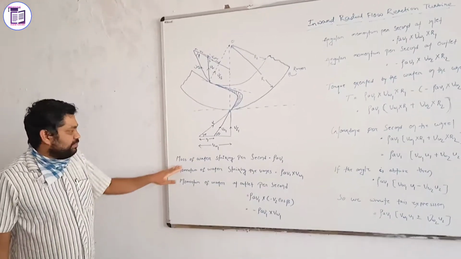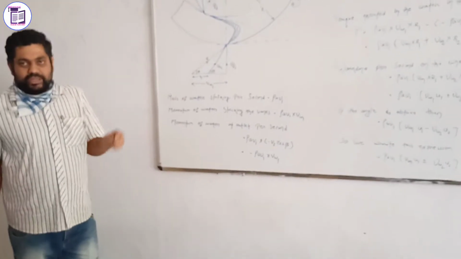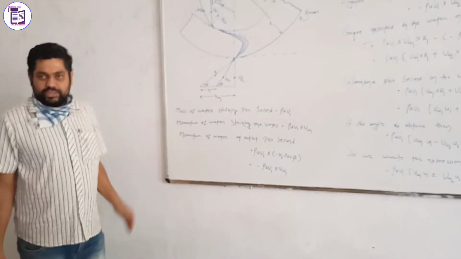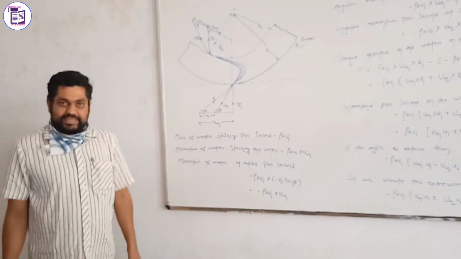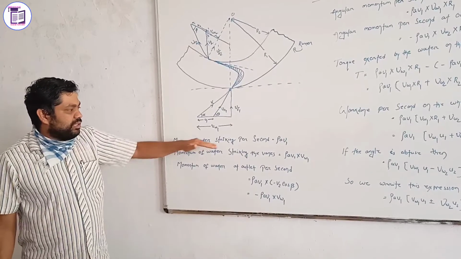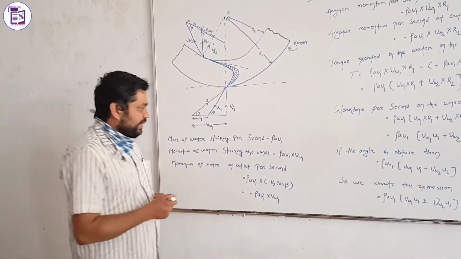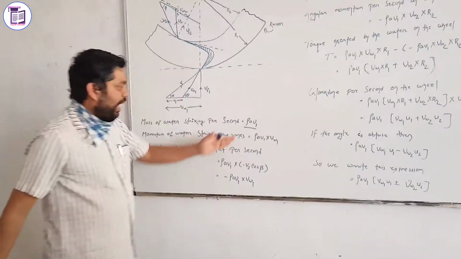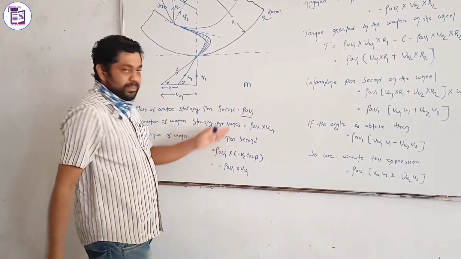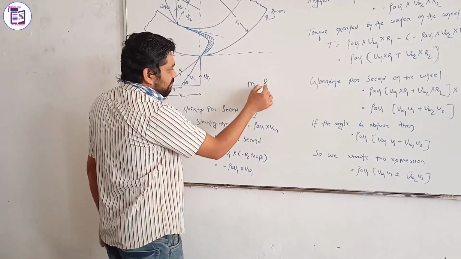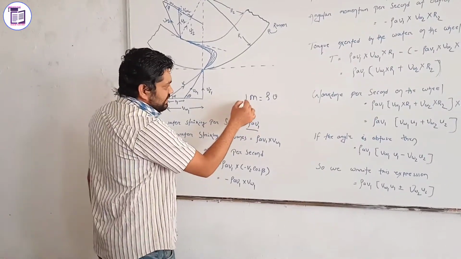First of all, we discuss the mass of water striking per second. What does the mass of water striking mean? When water flows through the penstock, it goes through the nozzle, and after the nozzle it goes to the casing section. So how much water strikes is called the mass of water, represented by rho A V1. How do we get rho A V1? Because mass is equal to density into volume.